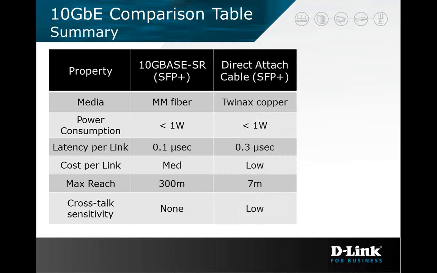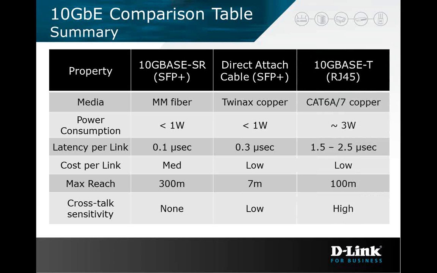Direct attach cabling, that we talked about on the previous slide, uses twin-ax as its medium. Again, good power consumption, less than 1 watt. A little bit more delay, 0.3 microseconds. Cost per link is very low. Distance only 7 meters or less. Crosstalk sensitivity is low.